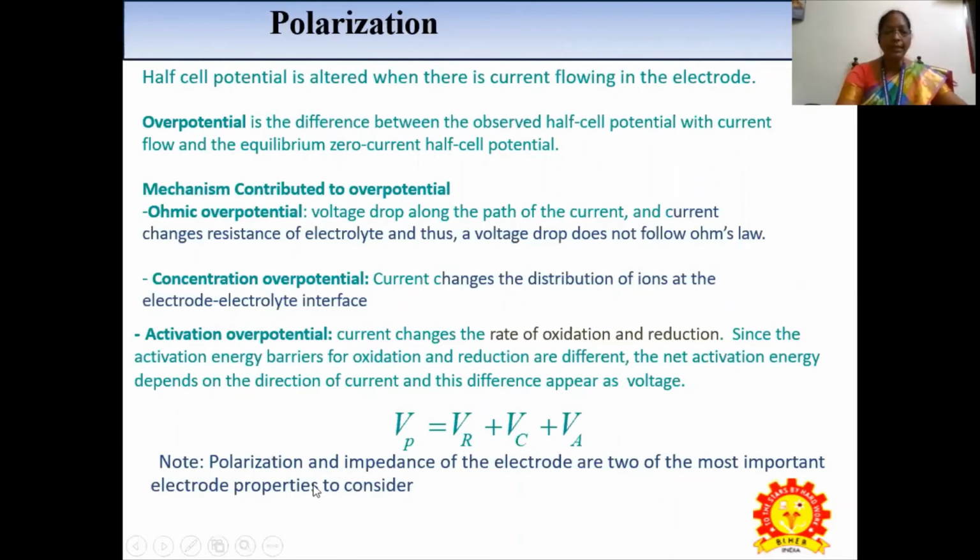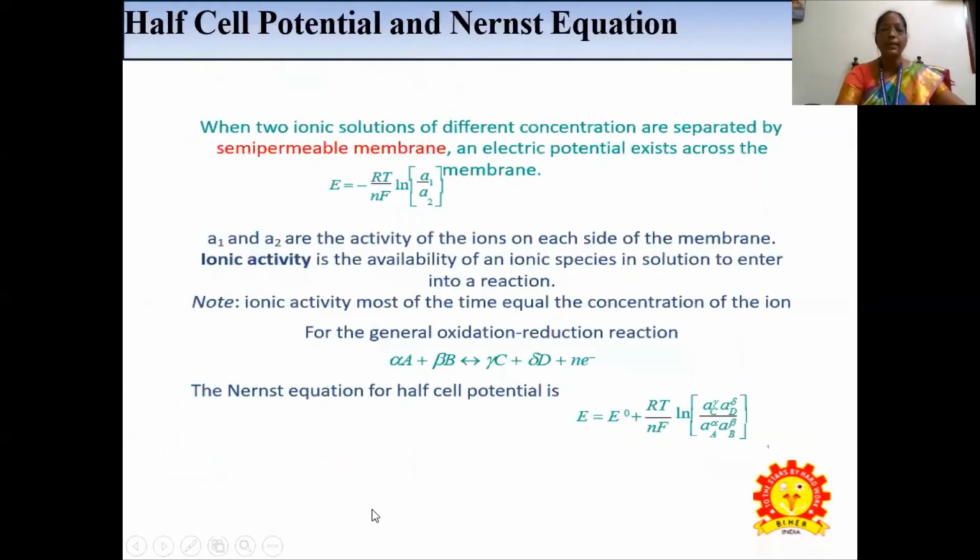The polarization and impedance of the electrode are two of the most important electrode properties we have to consider. When two ionic solutions of different concentration are separated by a semi-permeable membrane, an electric potential exists across the membrane. So E equals minus RT by nF ln of A1 by A2, where A1 and A2 are the activities of the ions on each side of the membrane, and ionic activity is the availability of ionic species in solution to enter into the reaction.